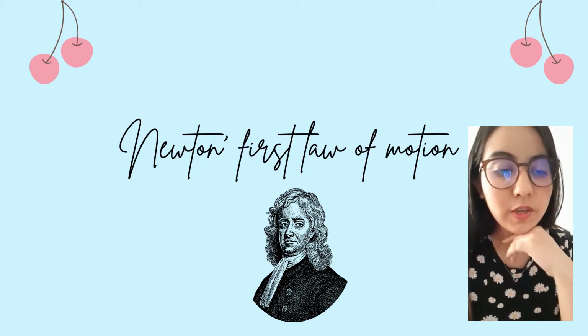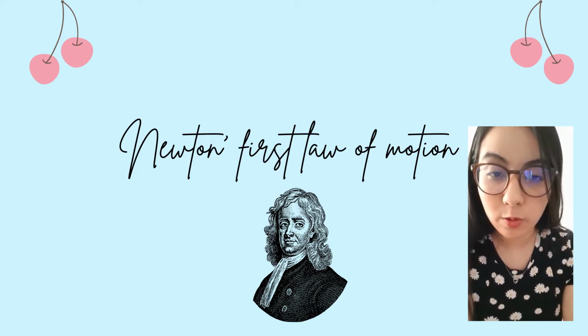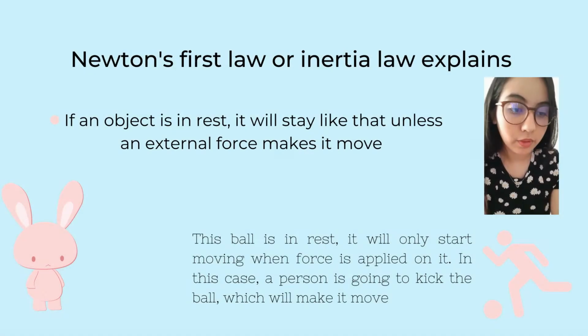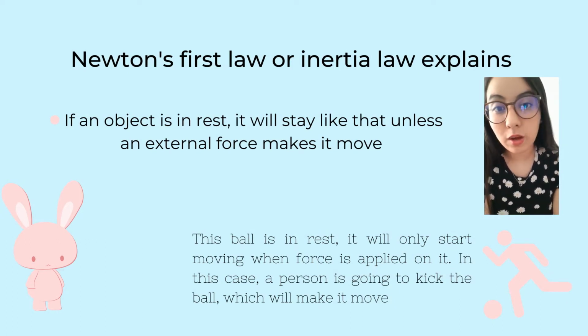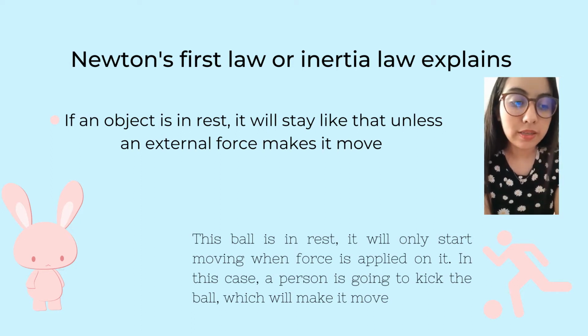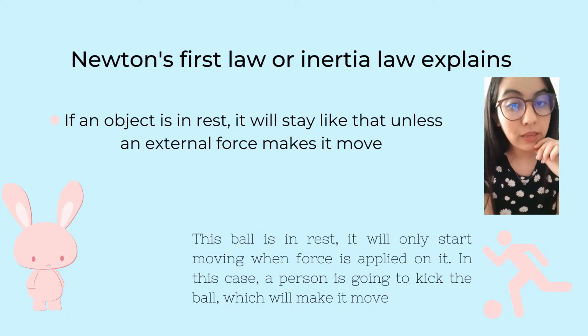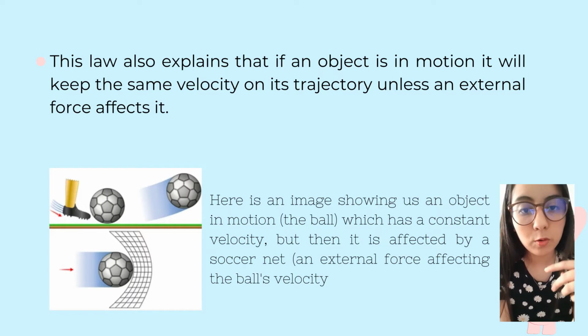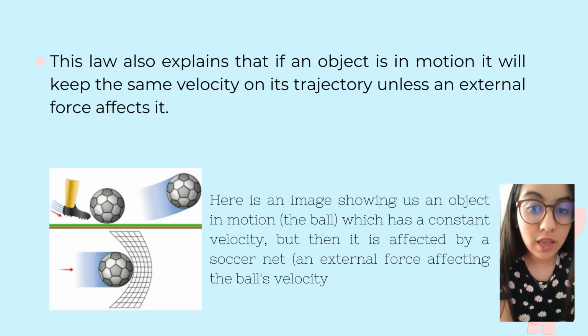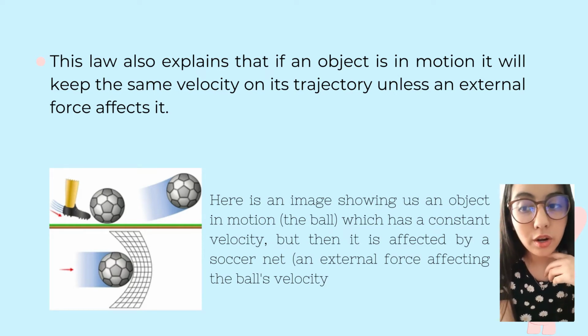Hi! Today I'm going to explain to you Newton's first law of motion, also called inertial law. This law basically says that if an object is at rest, it will stay at rest unless an external force changes it and makes it move. And it also says that if an object is in motion, it will remain at the same velocity unless an external force changes its velocity. It could be by increasing it, decreasing it, or stopping it altogether.